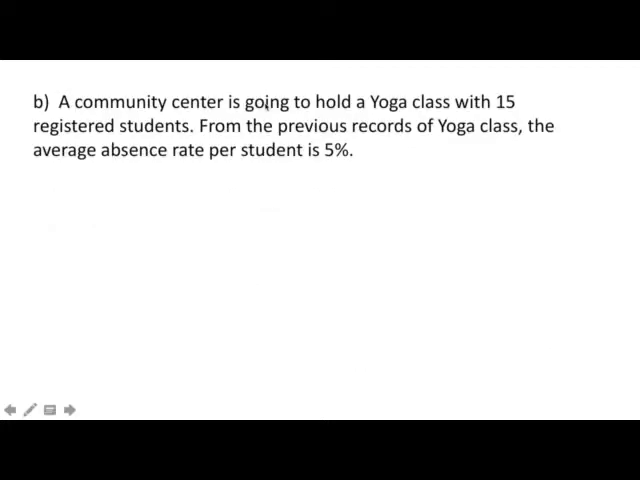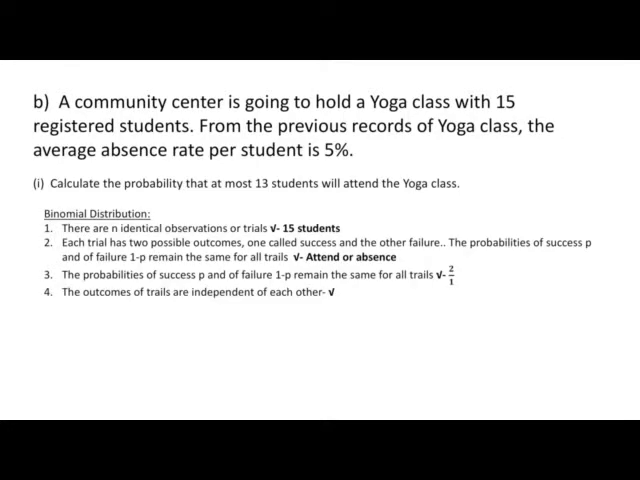A community center is going to hold a yoga class with 15 registered students. From the previous records of yoga class, the average absence rate per student is 5%. Calculate the probability that at most 13 students will attend the yoga class. Then we'll use binomial distribution, as the question meets all the 4 requirements for binomial distribution. And this is the formula.